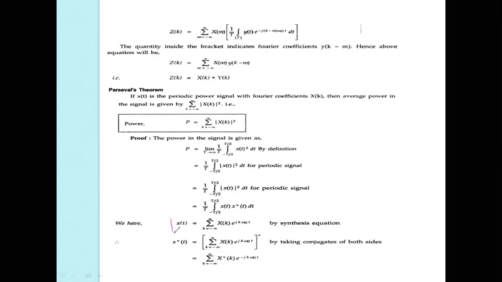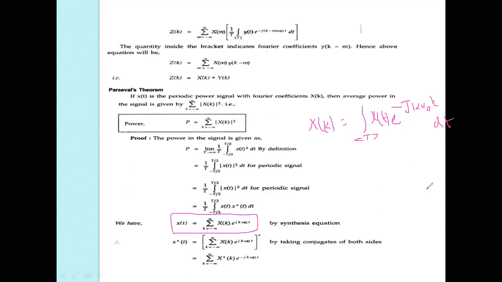We already know the synthesis equation: x of t is equal to the sum of k equal to minus infinity to infinity of x of k e power plus jk omega naught t. The analysis equation we already know: x of k is equal to the integral from minus T by 2 to T by 2, within the limits of T, of the input x of t e power negative exponential minus jk omega naught t dt.